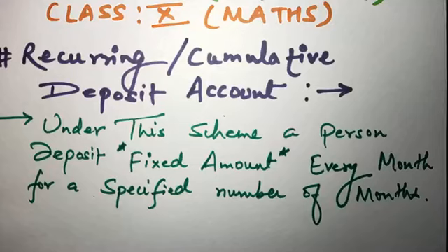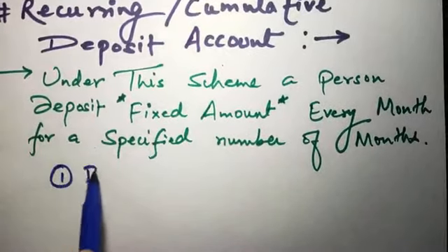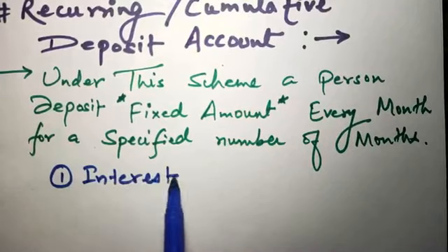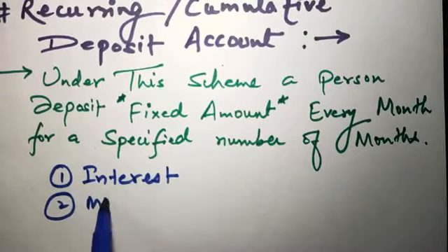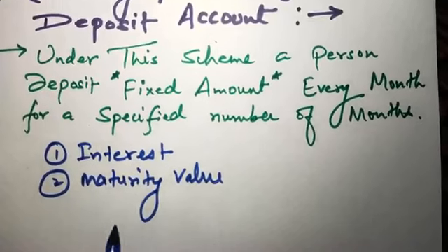Maturity value is what? After the completion of the duration, the bank returns the money to its investor with interest. That money is called maturity value. So basically we have to focus on two things. First one is interest, and second one is maturity value. In every question we have to find these two things, right?